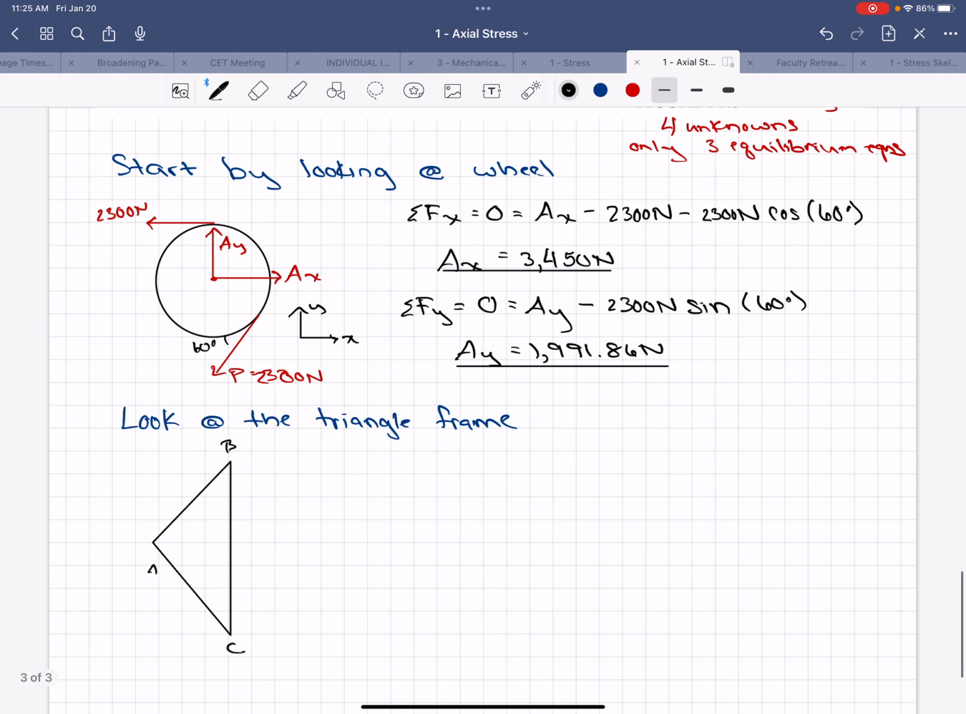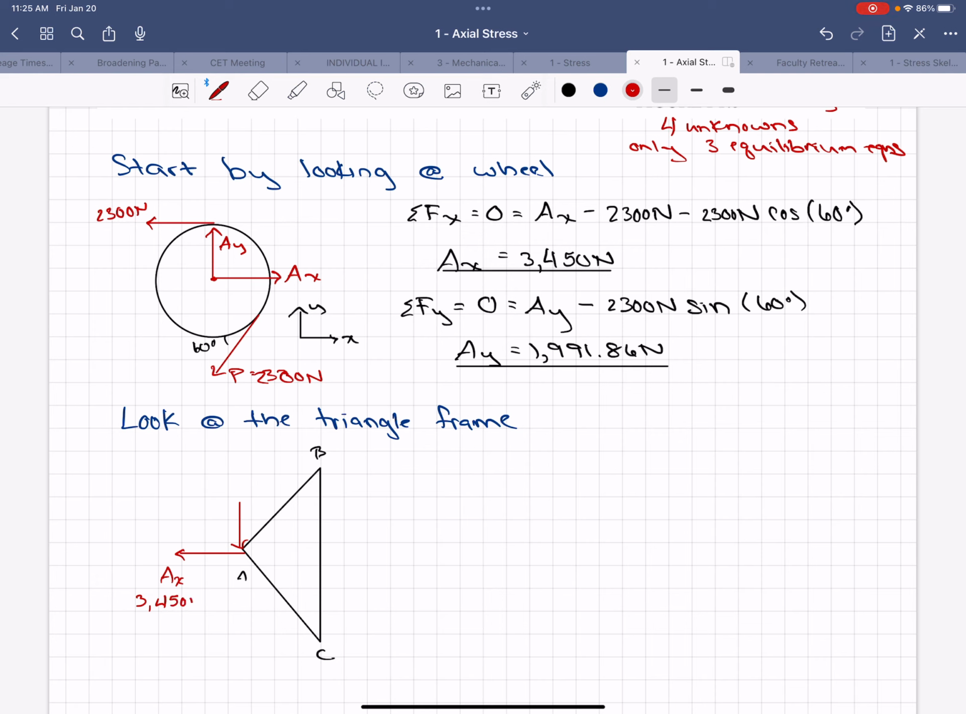Like I was saying, the reactions at A on the triangle are equal and opposite to what we just calculated. So that means AX is going to go in the negative X direction, and AY is going to go in the negative Y direction. So this is AX, and we found out that that is 3,450 newtons, and AY is 1,991.86 newtons.